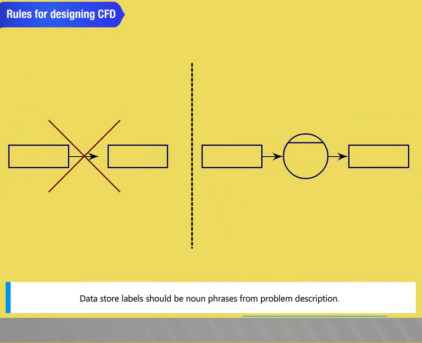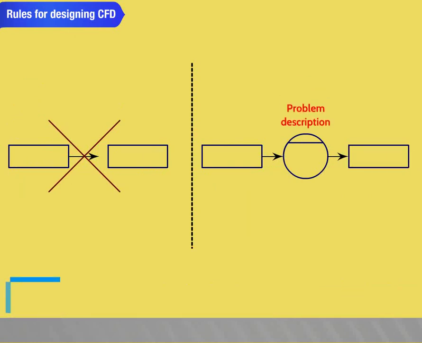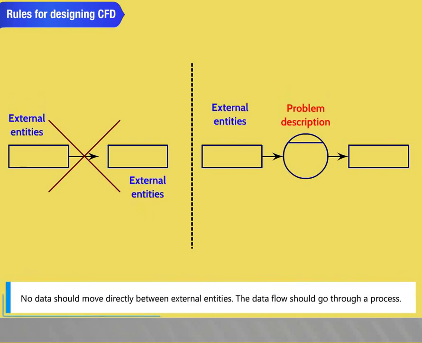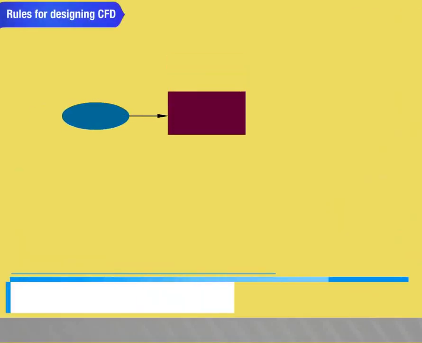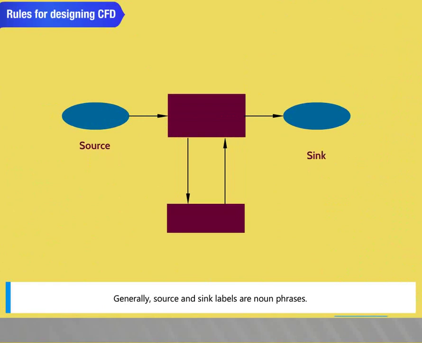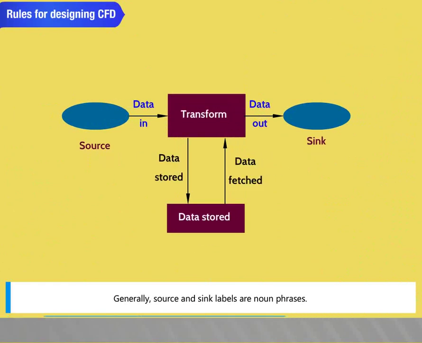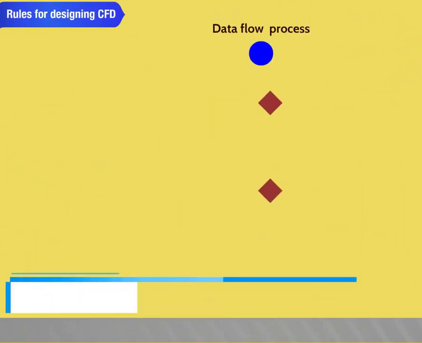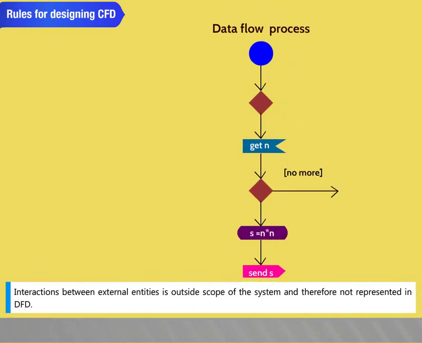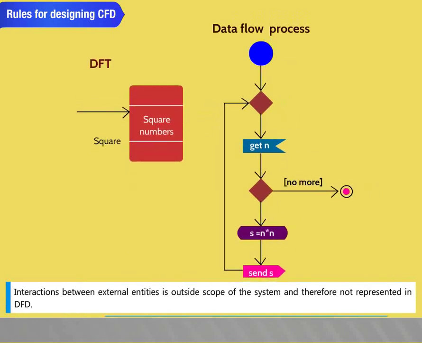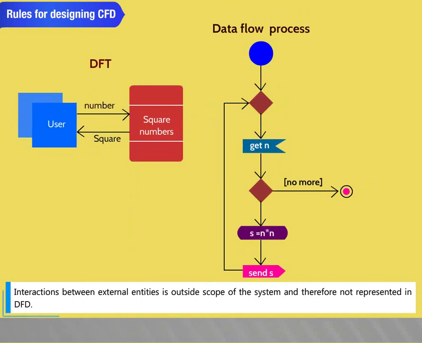Data store labels should be noun phrases from problem description. No data should move directly between external entities. The data flow should go through a process. Generally, source and sink labels are noun phrases. Interactions between external entities is outside scope of the system and therefore not represented in DFD.